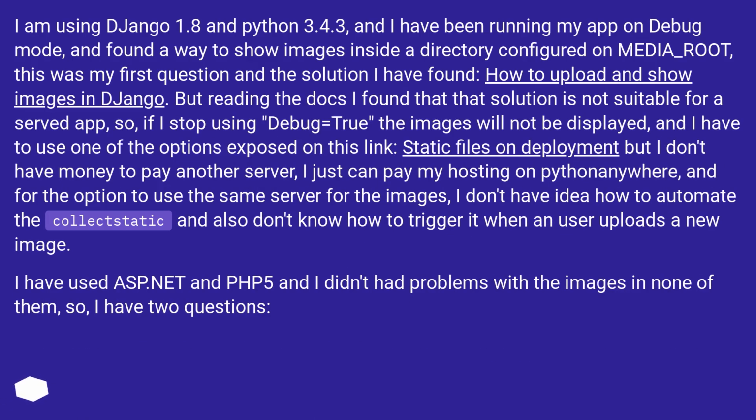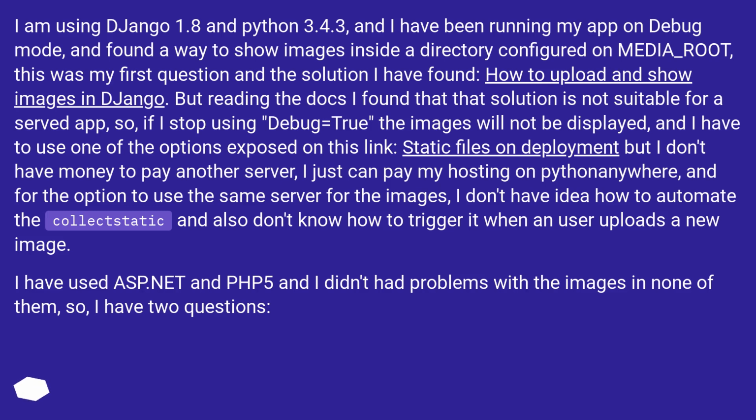I am using Django 1.8 and Python 3.4.3, and I have been running my app in debug mode, and found a way to show images inside a directory configured on MEDIA_ROOT. This was my first question and the solution I have found: how to upload and show images in Django. But reading the docs I found that solution is not suitable for a served app, so if I stop using debug equals true, the images will not be displayed, and I have to use one of the options exposed on this link, static files on deployment.